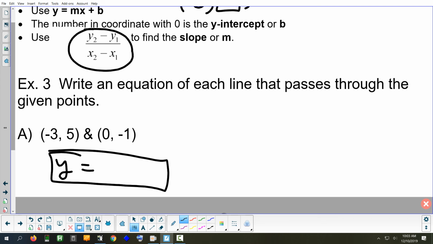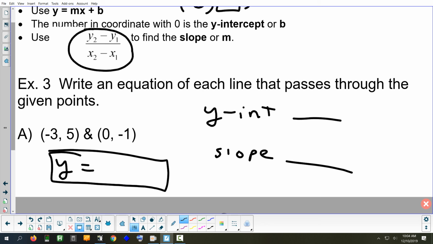Okay. Now, when I say figure out the rest, what are the 2 things? The y-intercept and m. The y-intercept and what's m? Slope. Okay. So y-intercept and slope. I think the y-intercept is easier to do because you don't have to do any math for that. You just have to know where to look.